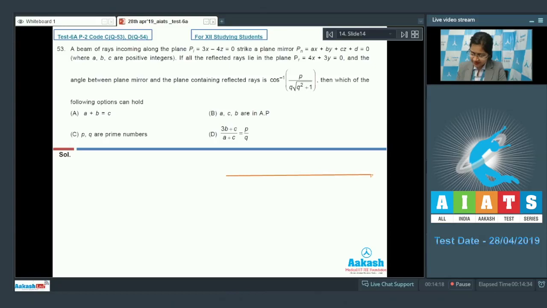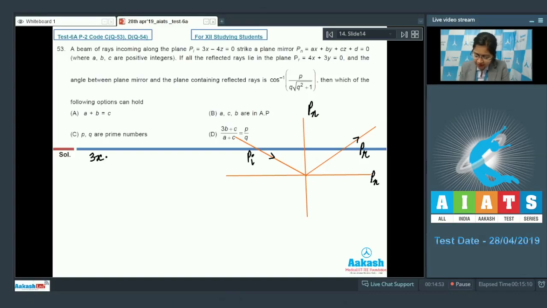Let us say this is the plane mirror, these are the incident rays and these are the reflected rays, right? This is the incident rays, that is, this is PI, and this is the reflected plane, that is PR. So the normal plane can either be this one or this one, right? The normal plane can either be this one or this one, which means that normal plane is the angle bisector of PI and PR. So let us find PN.